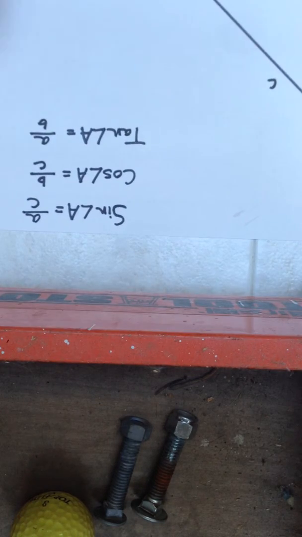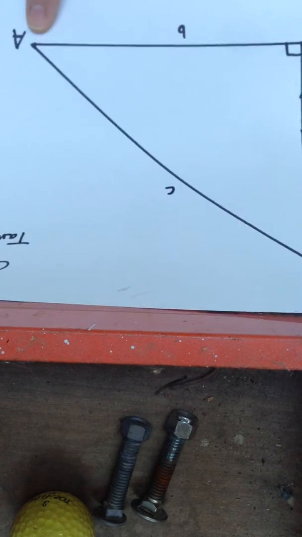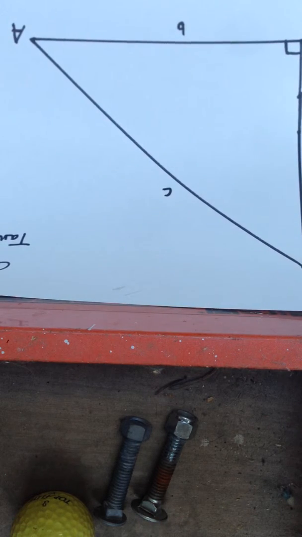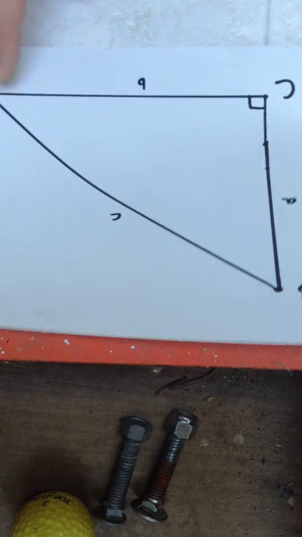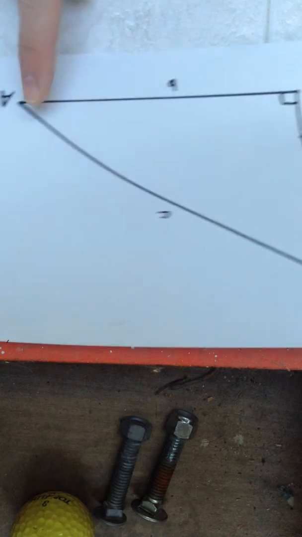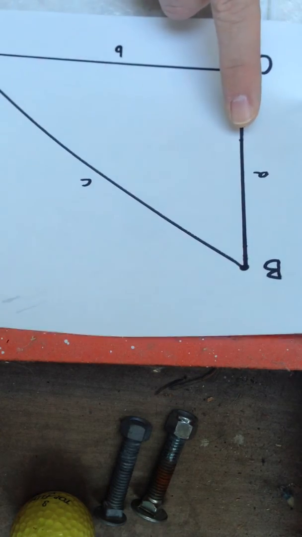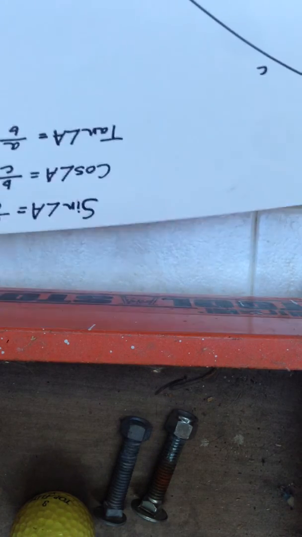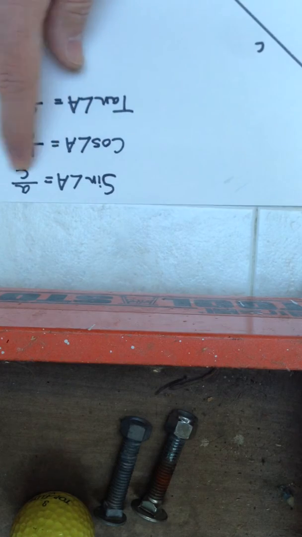Now, if we're going to do the sin of measure A, which is right here, the sin is the opposite over the hypotenuse, okay? The opposite of this angle A, directly across from it, is lowercase a. So you put that on top. And then the hypotenuse is the largest side, and we can see that's here. So sine of angle A is a over c.